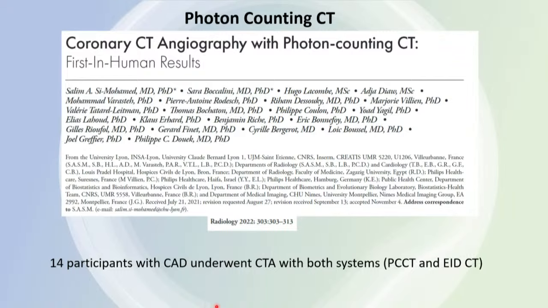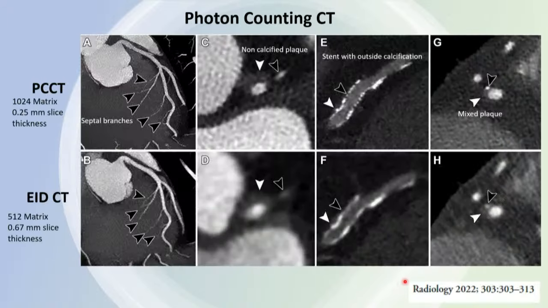This was the first report on 14 participants with coronary artery disease that underwent CT with both systems at that hospital in Netherlands. That was the first one in the world to get it. Photon counting CT and EID CT. This is from Radiology 2022, and they just show these representative pictures showing us how the photon counting CT is superior. First of all, notice the matrix is not 512 by 512, it's 1024, because your slice thickness is down to 0.25 millimeters. EID CT is 512 matrix, usually our slice thickness is around 0.6.